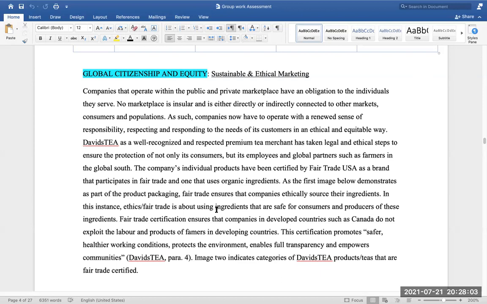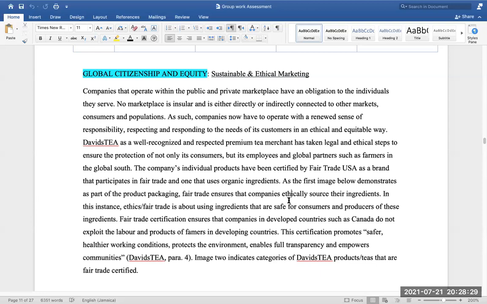The company's individual products have been certified by Fairtrade USA. This is part of the whole notion of ethical marketing as a brand that participates in fair trade and one that uses organic ingredients. So in your case, you can look at whether or not the company is even registered, and if they're using particular trademarks, if the trademarks have been certified.